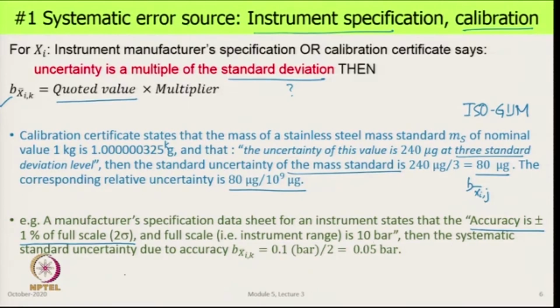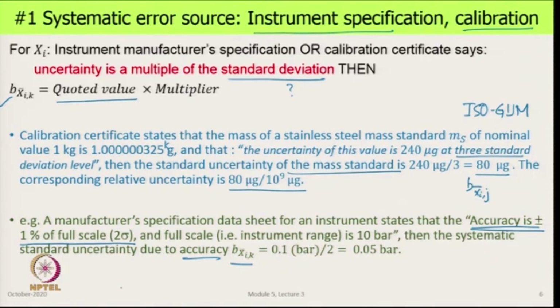That means the systematic standard uncertainty due to the accuracy issue. So, the accuracy is our elemental source of systematic uncertainty. B x i k is 0.1 bar divided by 2, which is 0.05 bar. So, this is one way to interpret information which is quite often given to us in this form.